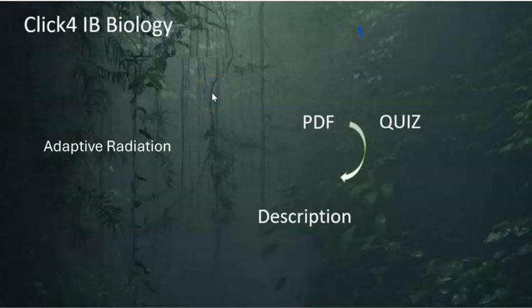We're studying evolution and speciation, and in this particular video we're going to take a look at what is called adaptive radiation.